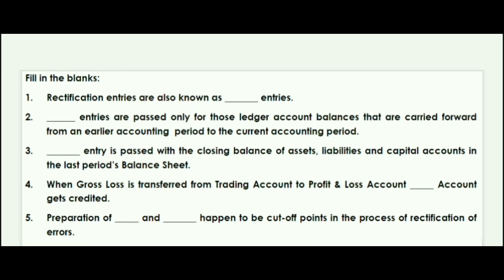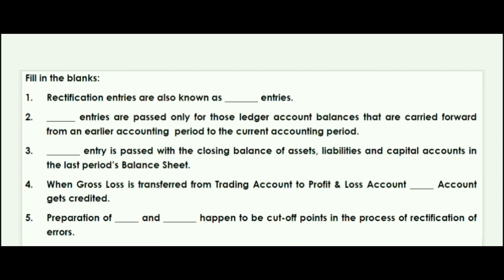Well, next question was fourth, when gross loss is transferred from trading account to profit and loss account, what account gets credited? So trading account gets credited. Then last is, what is the cut off point for the process of rectification of error? So preparation of trial balance and final accounts is the cut off point for the process of rectification of error. So these are the answers.